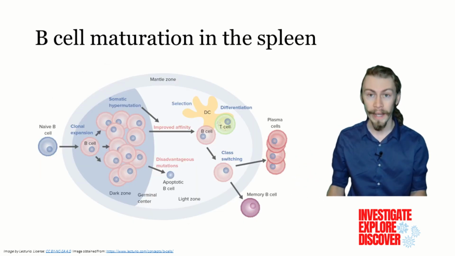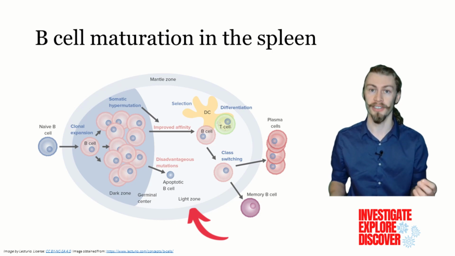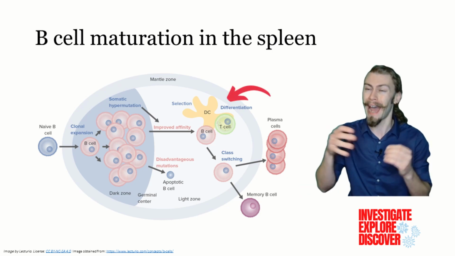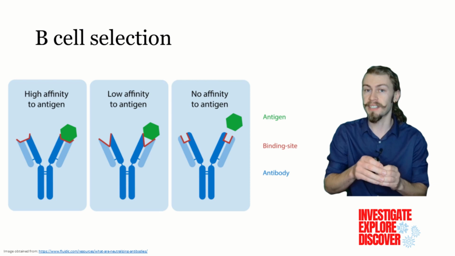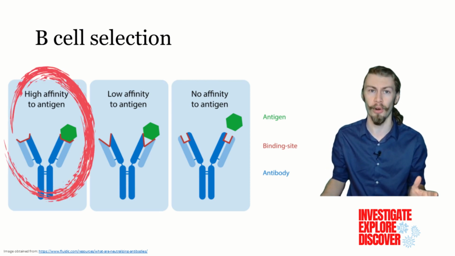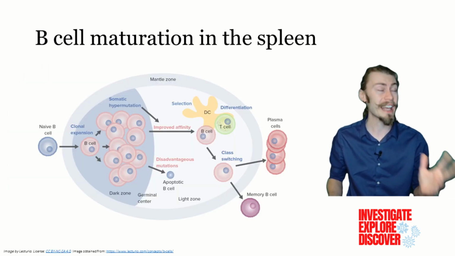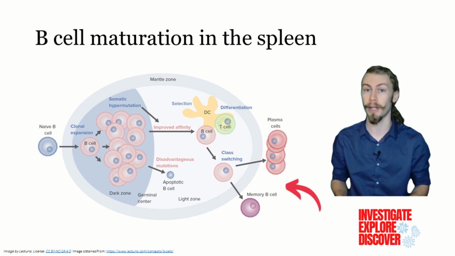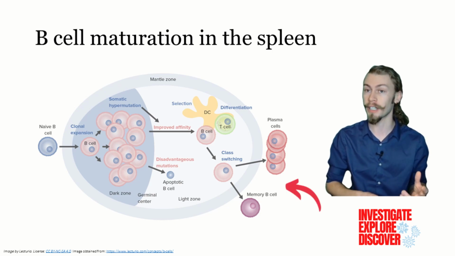It is in the white zone that B-cell receptors are tested for their ability to bind pathogenic antigens presented to them. The cells that have high affinity for foreign antigen end up maturing and exiting the germinal center in the form of antibody-producing plasma cells or long-lived memory B cells.